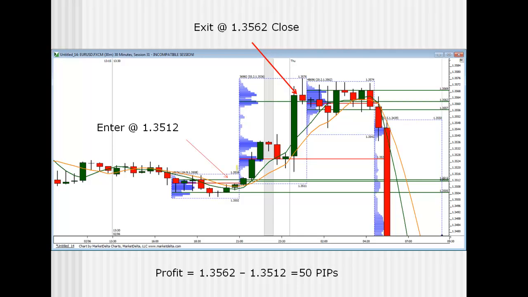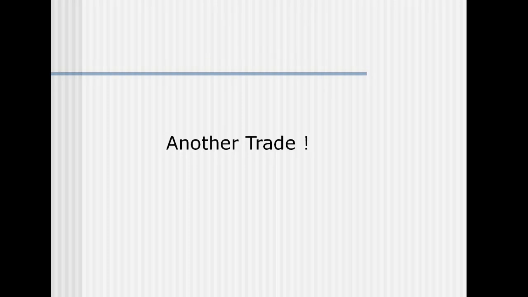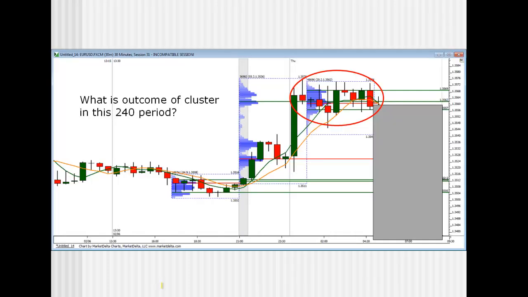So this humble 240-minute trade would have yielded 50 pips. 50 pips at 100,000 lot is around $500. And the duration of this trade would have been about 240 minutes, which is about 4 hours. So that's a 4-hour intraday trade in the Forex market. All right, ready for another trade? Let's take a look at another trade.